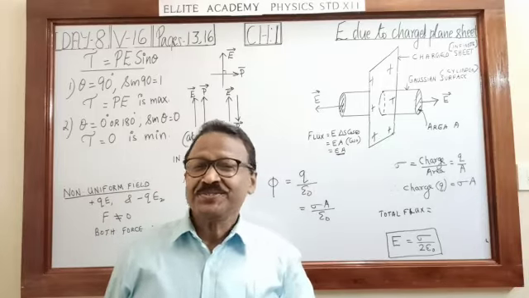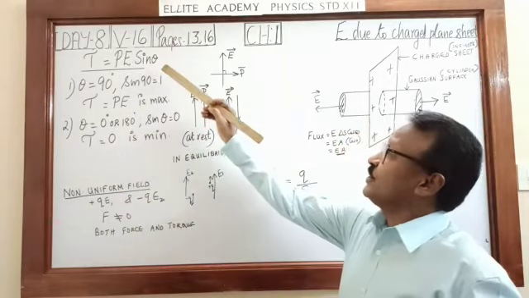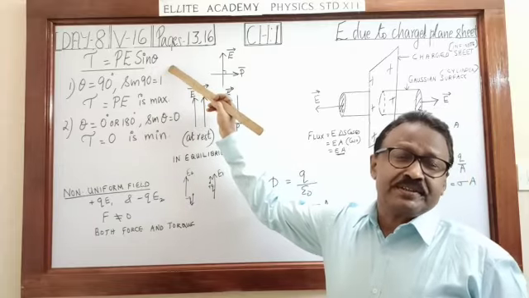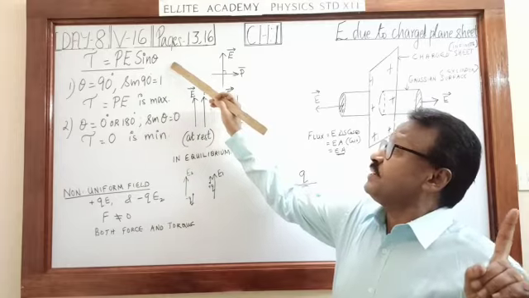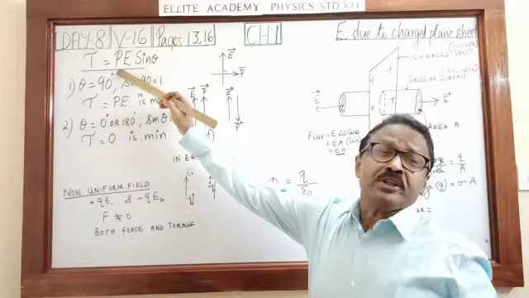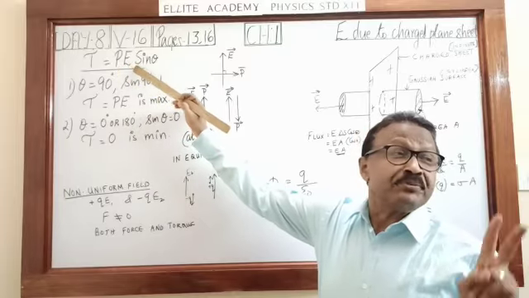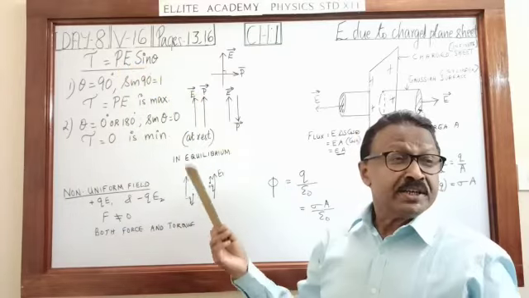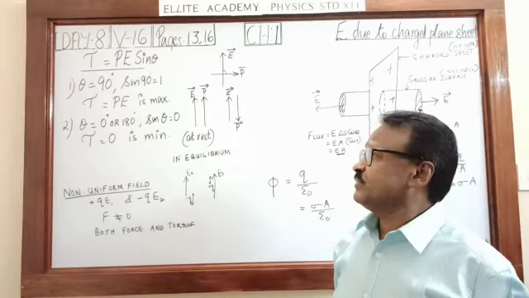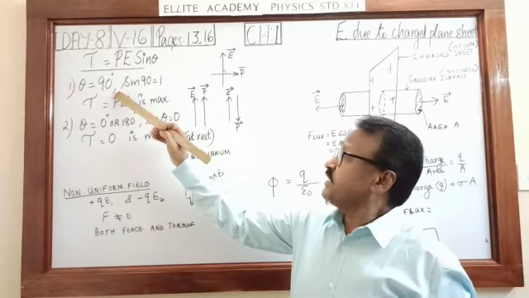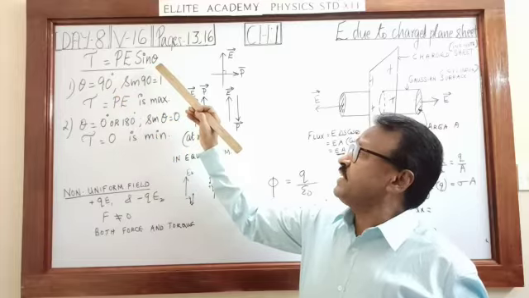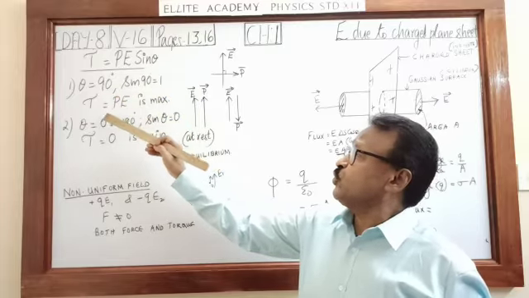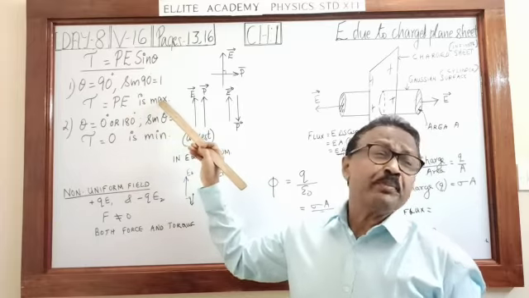Let us continue. We reach up to here. Torque is equal to PE sin theta. So what is theta? Angle between dipole moment vector P and electric field vector E. What are the maximum and minimum values? Simple. When theta is 90, sin 90 is going to be 1. So torque is going to be PE, is maximum.